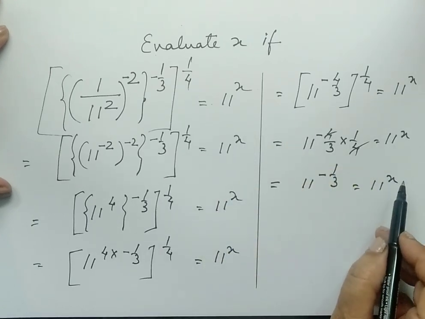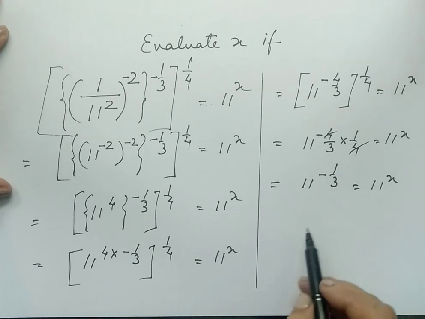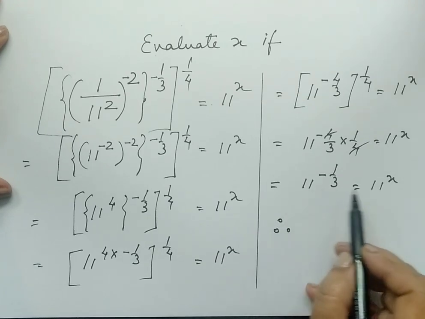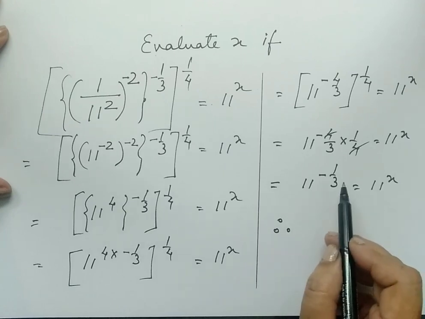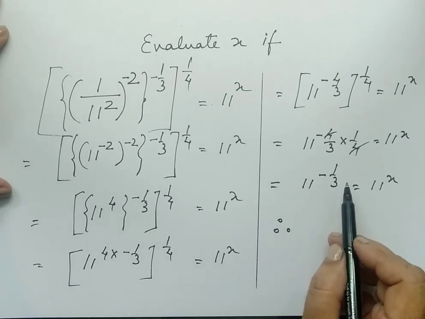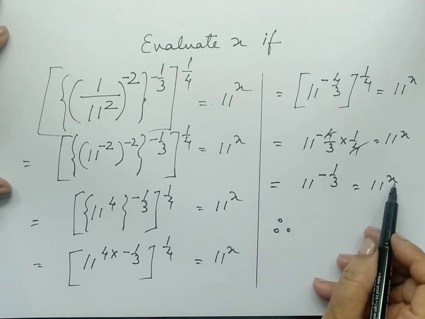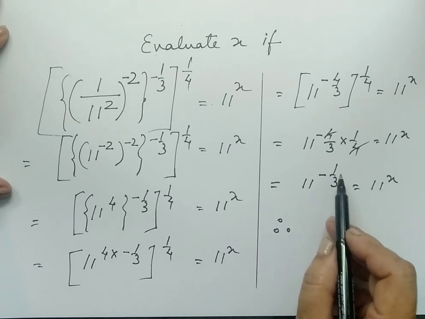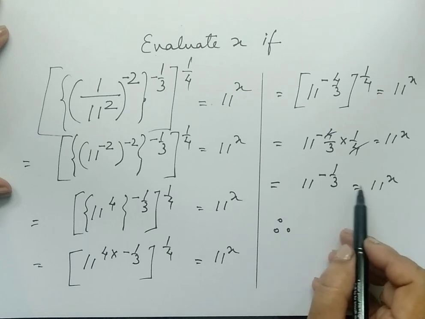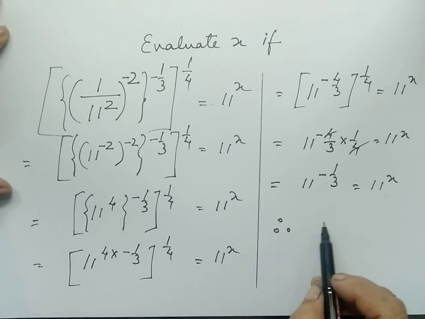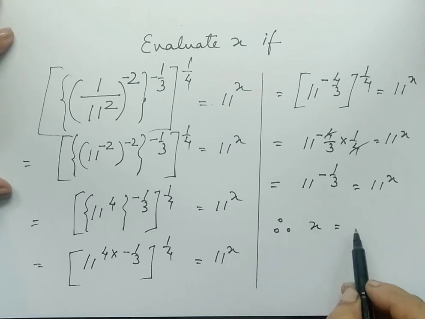Now this is the x which we are trying to figure out, and therefore, having compared the bases, we next compare the powers. And what do we see? That this x must be equal to minus 1 by 3, or else there could not be an equation between them. So we know that our x is equal to minus 1 by 3.